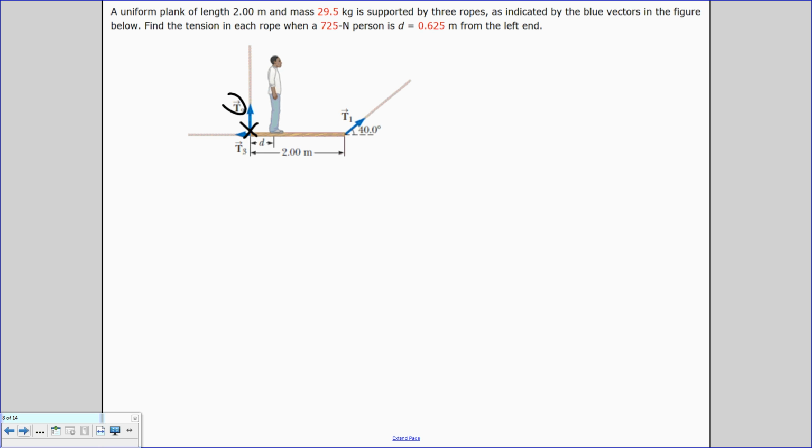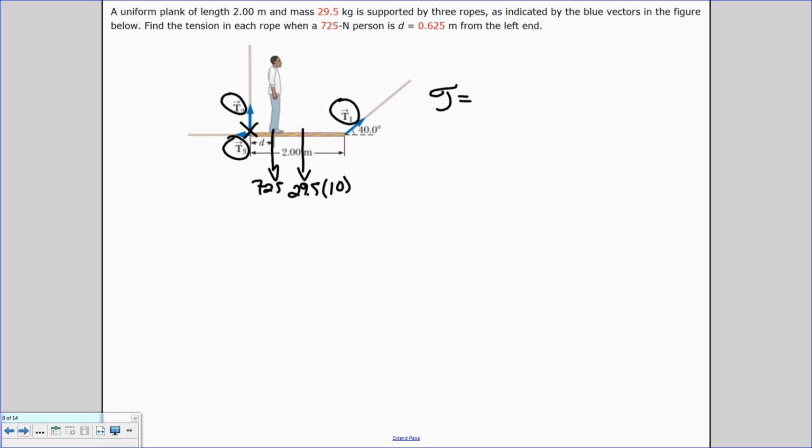Okay. Next, identify my forces. I've got my T's. I've got this person right here. I've got the mass of the plank, which is 29.5 times, I'm going to do 10 instead of 9.8. Okay, this person right here is 725. And I've got this force right here. Okay, and that's a fine angle right there at 40. All right, then I do some of my torques.